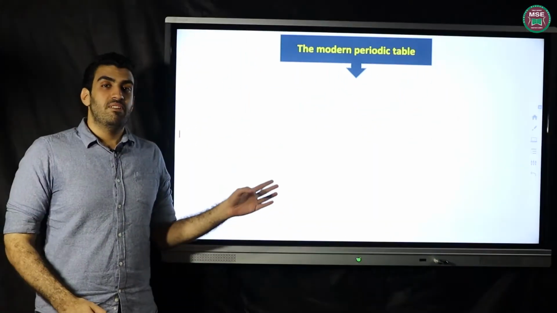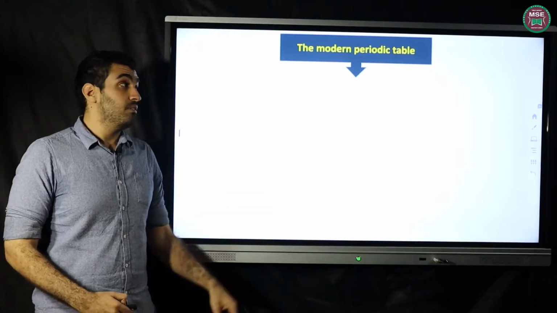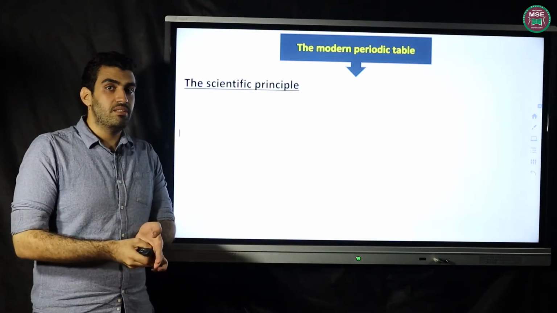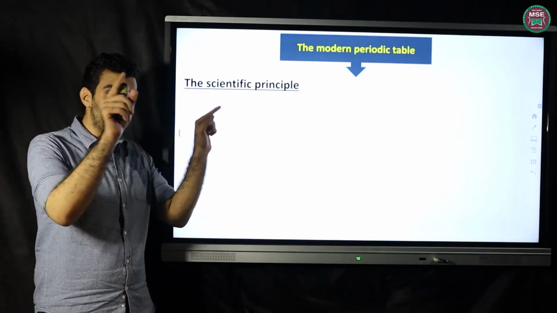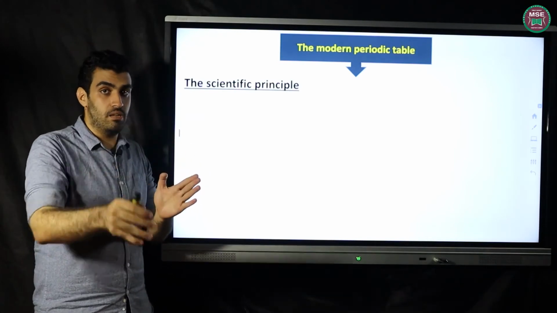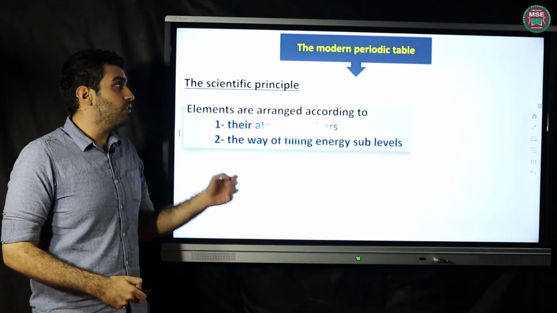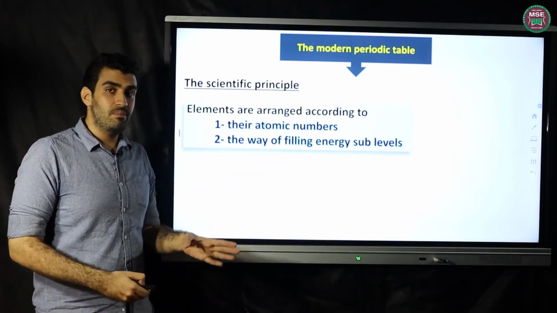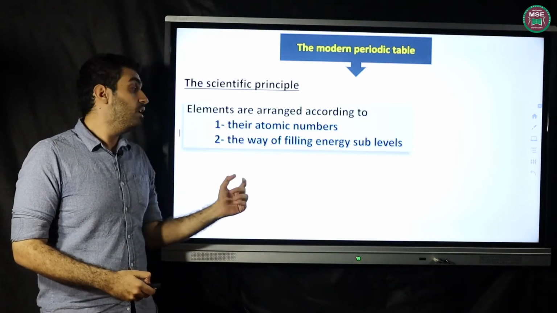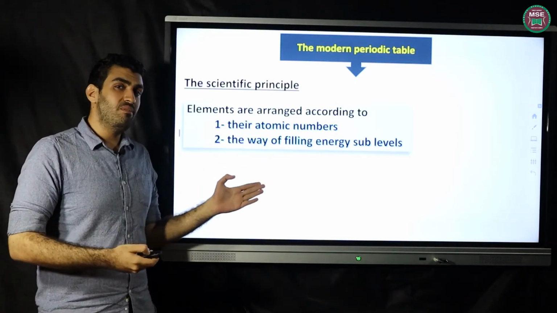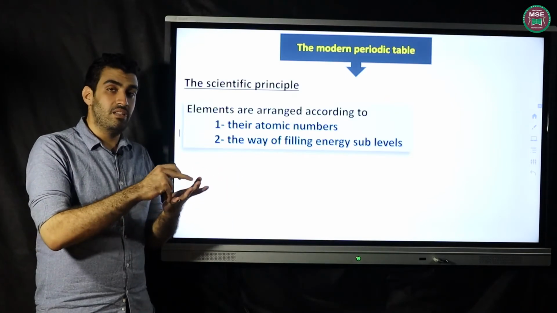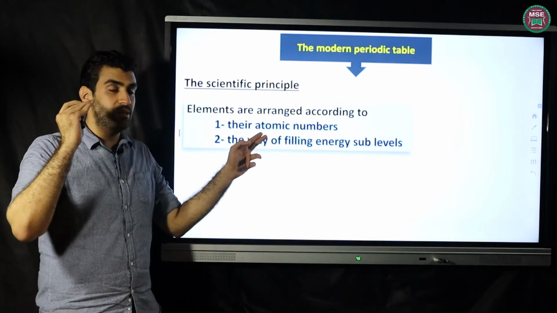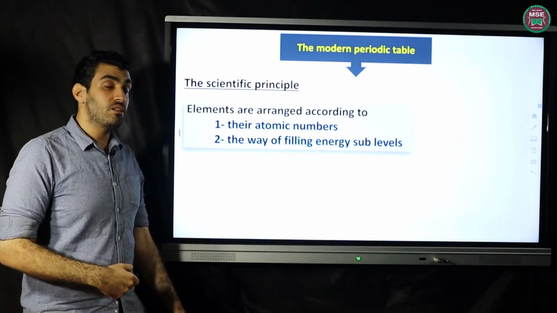Okay? The third periodic table is the modern periodic table. As we used to say the scientific principle of Mendeleev's periodic table and Moseley's periodic table, we have a scientific principle or rules. According to these rules, we arrange the elements. The rules or the scientific principle of the modern periodic table are, number 1, their atomic numbers. Elements must be arranged according to their atomic numbers. Number 2, the way of filling energy sublevels that we talked about before, S, P, D, and F. So we have 2 rules. Number 1, the atomic numbers of elements, like Moseley's periodic table. Number 2, the way of filling energy sublevels.